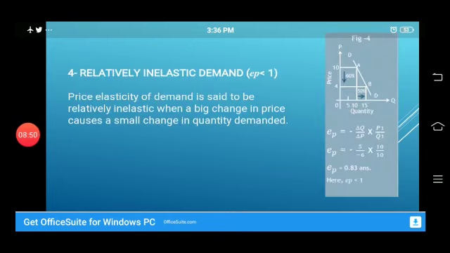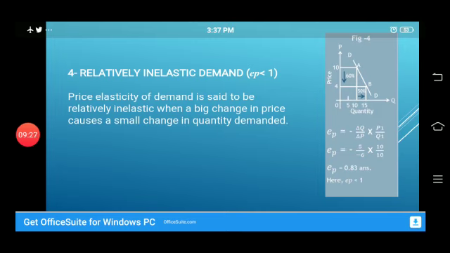Moving forward, number 4 is relatively inelastic demand. Inelastic means less. It's not perfectly, it's relatively inelastic. Relatively inelastic means the elasticity of demand is less than 1. Less than 1 means quantity demanded will change by a lesser amount and the price will change by a greater amount. We define it as: price elasticity of demand is said to be relatively inelastic when a big change in price causes a small change in quantity demanded.